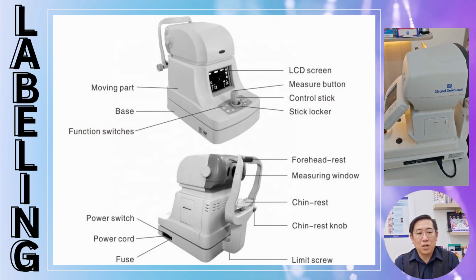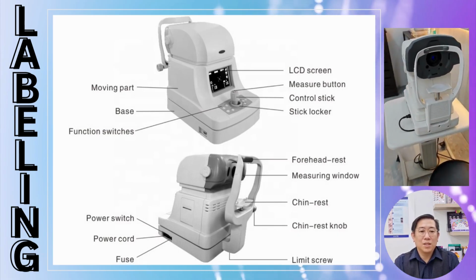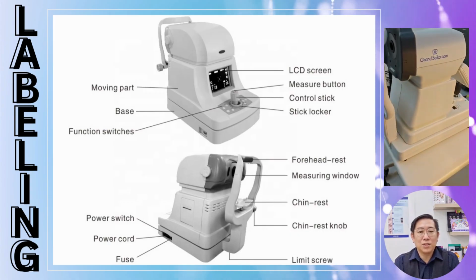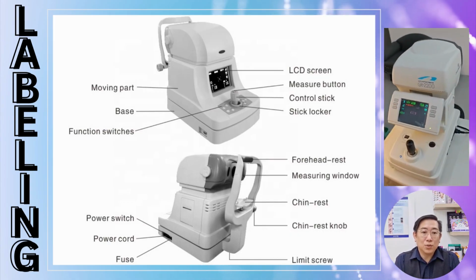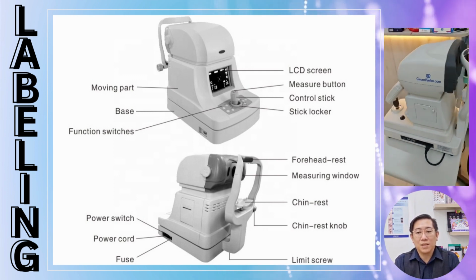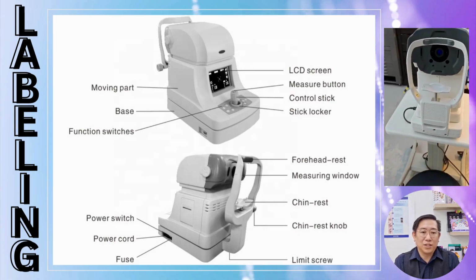Six will be the power cord, which supplies electricity to the machine. Seven will be the fuse. It protects the system from electrical overloads, acting as a safety feature. Number eight will be the limit screws, which control how far the machine can move and prevent mechanical damage from overextension.